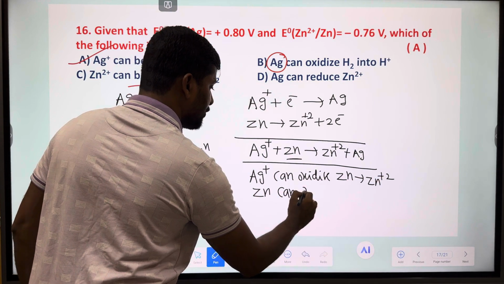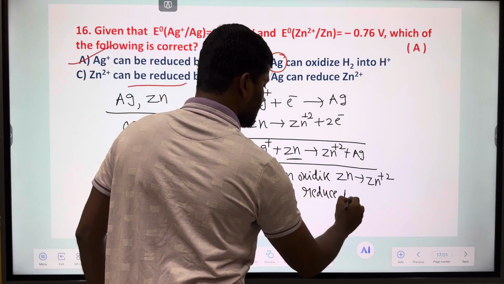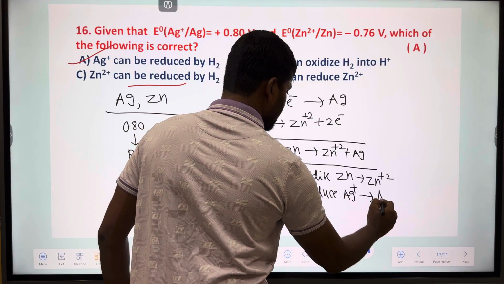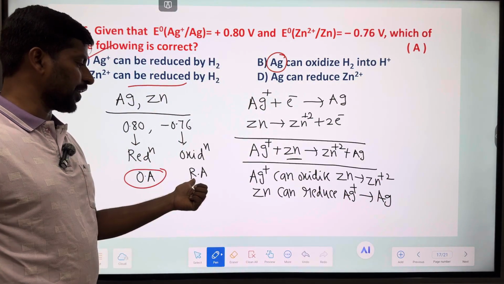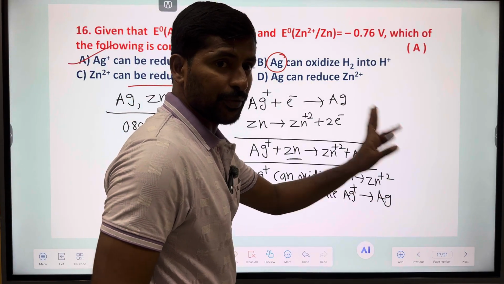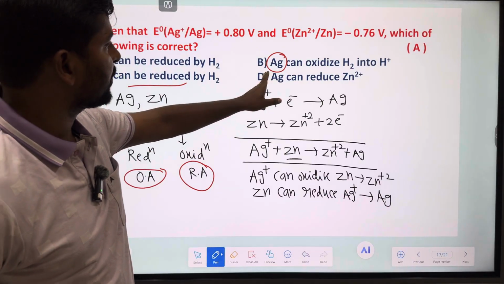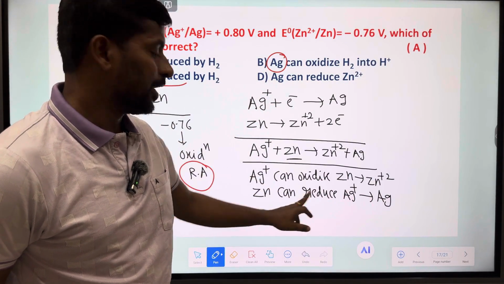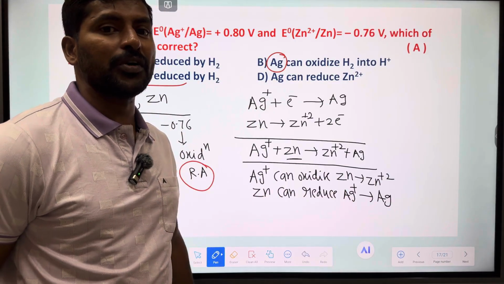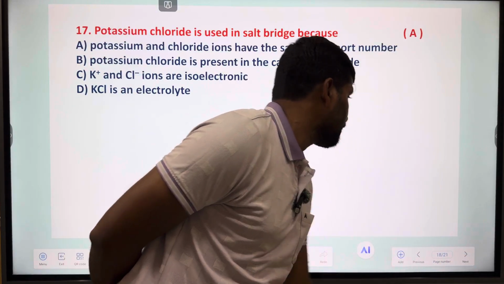Zinc can reduce Ag plus to Ag, and zinc is what? Reducing agent. Zinc is a reducing agent. It can reduce Ag plus to Ag. But what is given is the reverse, that silver can reduce Zn plus 2 ions, but zinc can reduce Ag plus ions spontaneously. So that is also not correct, and only the first one is correct.